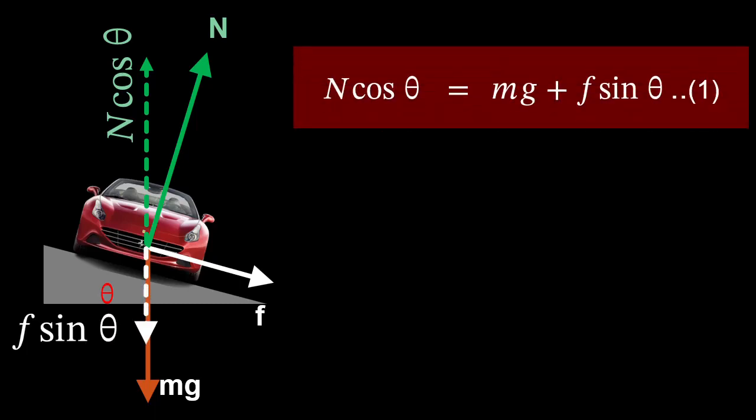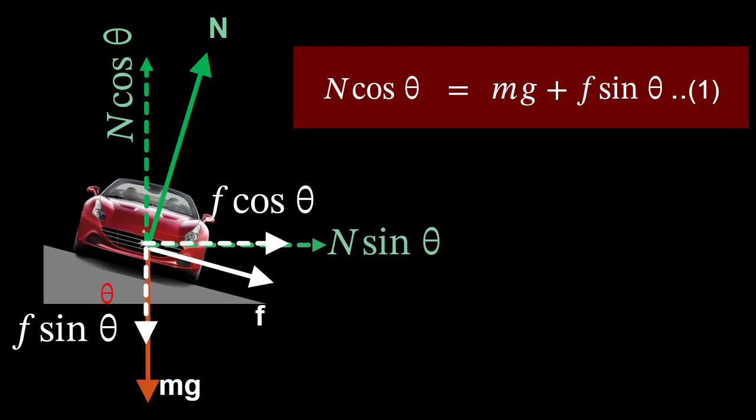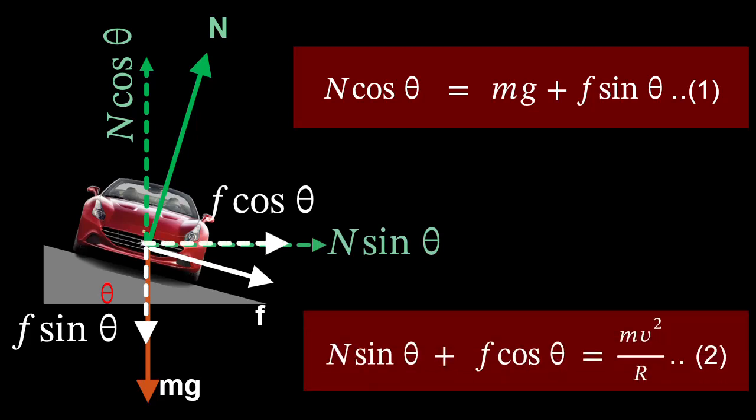Motion of a car on a banked road. We can reduce the contribution of friction to the circular motion of the car if the road is banked. Since there is no acceleration along the vertical direction, the net force along this direction must be 0. Hence, N cos theta equals mg plus F sin theta. The centripetal force is provided by the horizontal components of N and F. Therefore, N sin theta plus F cos theta equals mv squared by r.